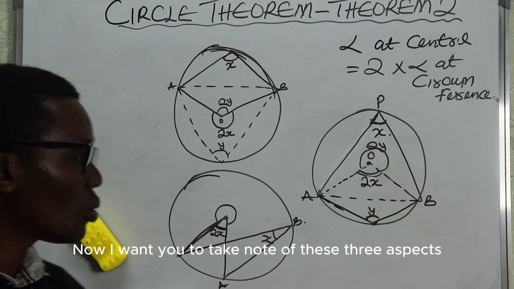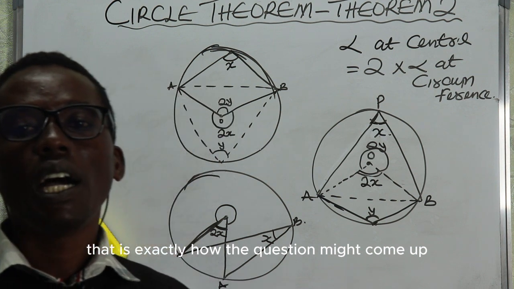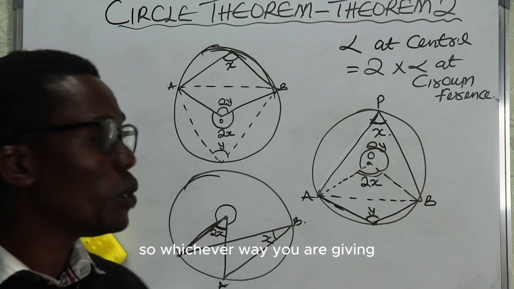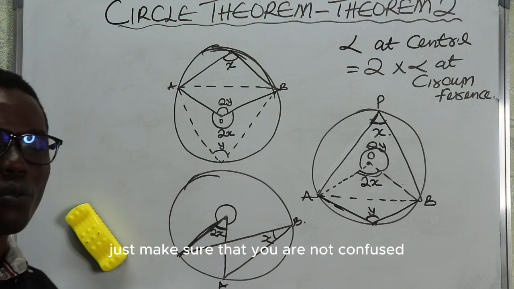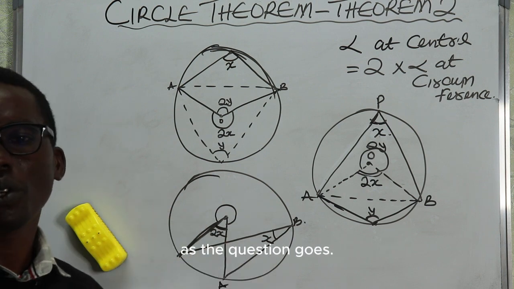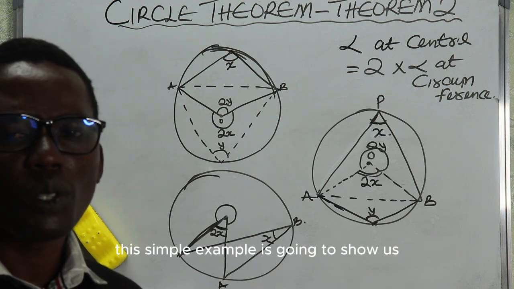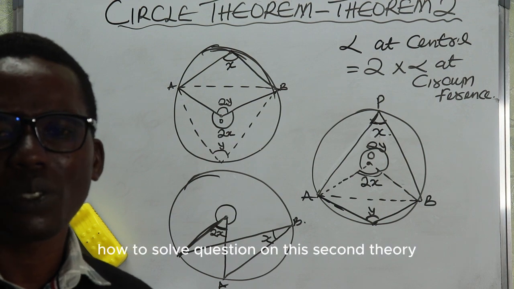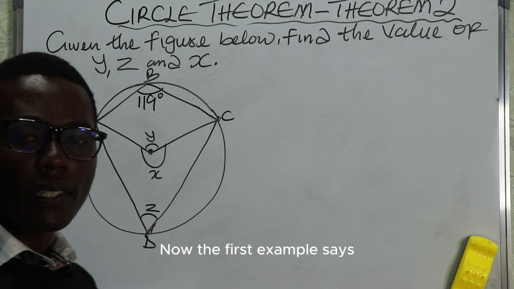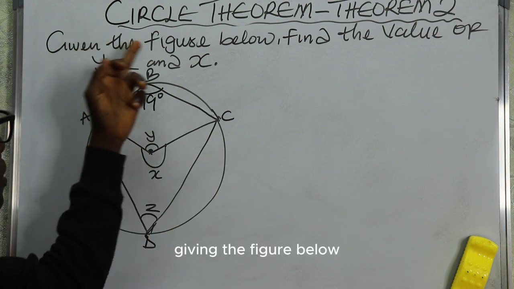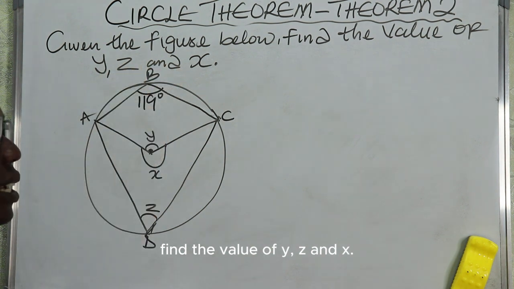Now I want you to take note of these three aspects. That's exactly how the question might come up, and then you see the question in the exam. So whichever way you are given, just make sure that you are not confused as the question goes. Now let's look at one simple example. This simple example is going to show us how to solve questions on this second theorem. Now the first example says, given the figure below, find the value of y, z, and x.